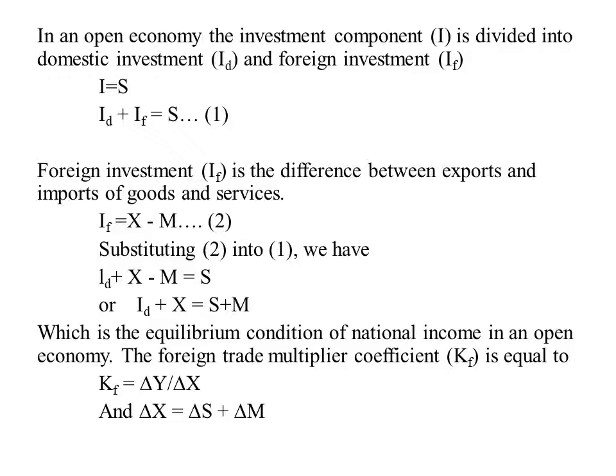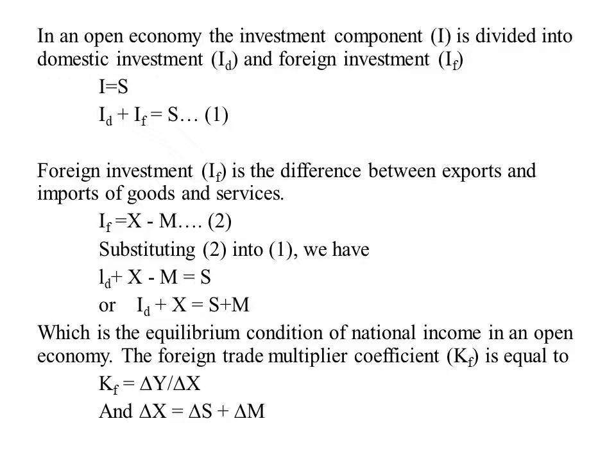Substituting equation number 2 into equation number 1, we will get ID plus X minus M equals S. Instead of IF, we write X minus M equals S. So, ID plus X equals S plus M, which is the equilibrium condition of national income in an open economy.